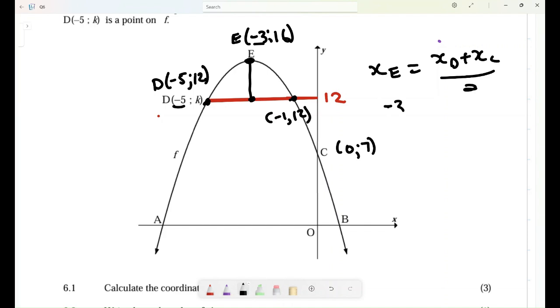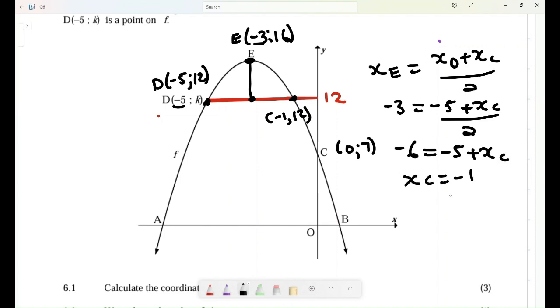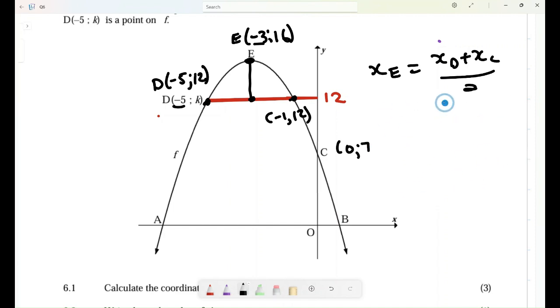But what is the x coordinate of E? The x coordinate of it is negative 3. It is equal to x coordinate of D, negative 5, plus x coordinate of C, divided by 2. Then when I multiply here, I multiply there, I get negative 6. Negative 6 is equal to negative 5 plus x coordinate of C. Therefore, x coordinate of C, mathematically, I get negative 1. So this is what I mean by axis of symmetry, right? Therefore, I know this is negative 1 and 12, right?